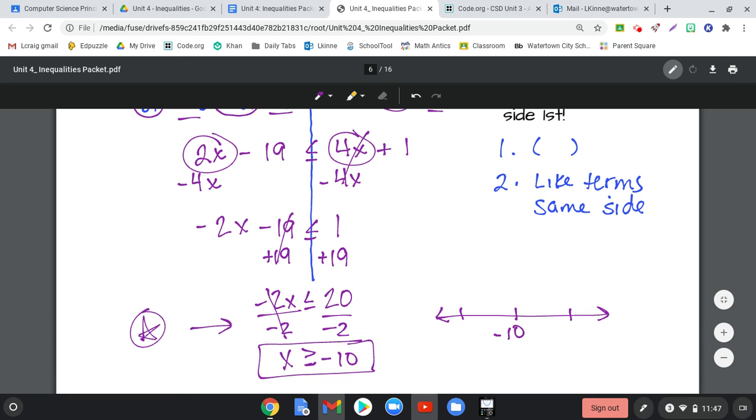All right, again, negative 10's in the middle. Negative 11 is this way. The further you get away from 0, negative 9's this way. We're going to have a closed circle on negative 10. And we're going to shade the numbers that are greater than, and think of that as an arrow pointing in that direction. You can use that to help you if x is on the left.